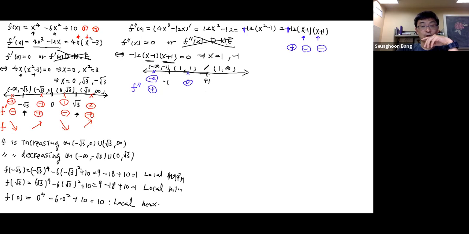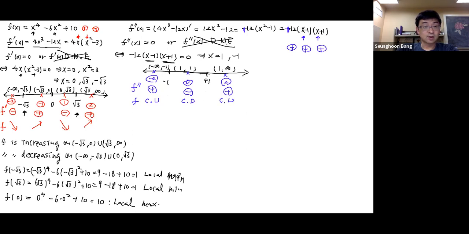You can choose 0 and plug 0 into here. 0 minus 1 is negative. 0 plus 1 is positive. So this is negative. You can choose 2 and plug into x. 2 minus 1 is positive. 2 plus 1 is positive. This is positive. What's the graph of f? The graph of f is concave up, concave down, concave up.